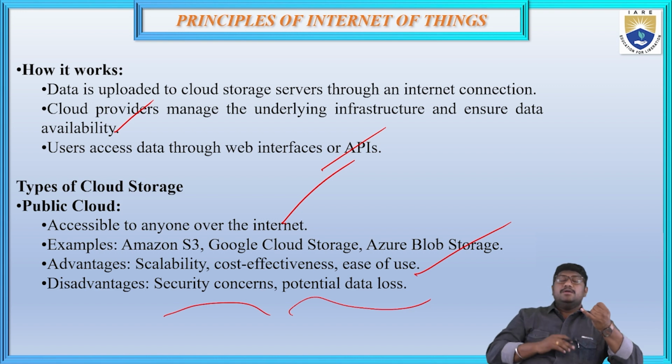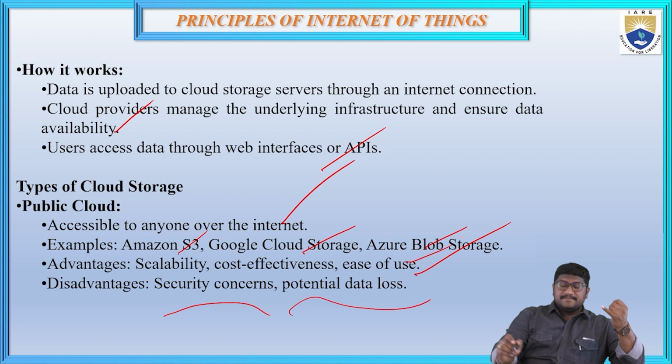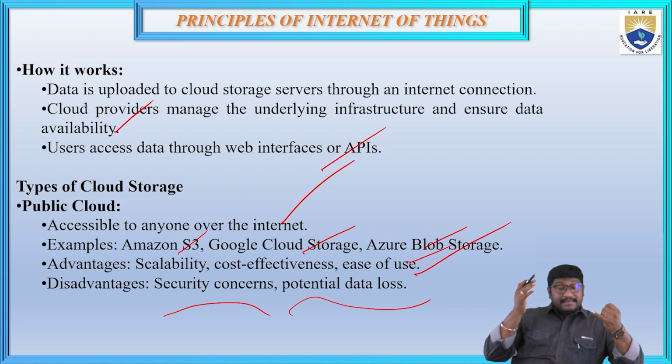Coming to the public cloud, which is accessible to anyone who has internet, guys. The best examples are Amazon S3, Google Cloud Storage, Azure Blob Storage. These are the best examples of public cloud. And coming to the advantages, the scalability is very good, the cost effectiveness is very good, and it is very easy to use. And coming to disadvantages, there are numerous security concerns, and prevention of potential data losses is a concern. These are the things.